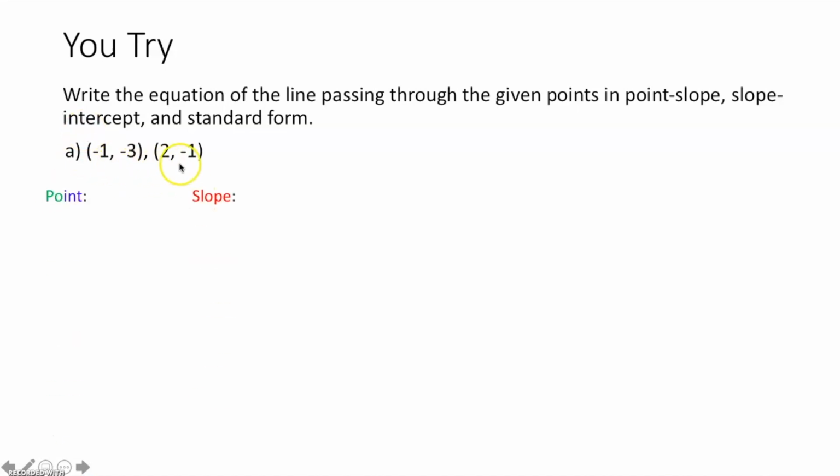What's a point? You can pick either one. It doesn't matter. Let's pick this one just because it's here. So that's our x sub 1, and that's our y sub 1. So that's our point. What about our slope?